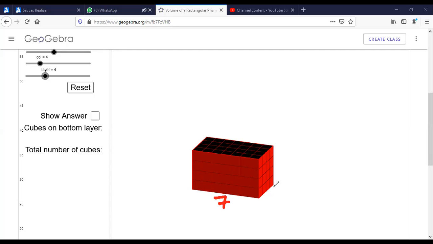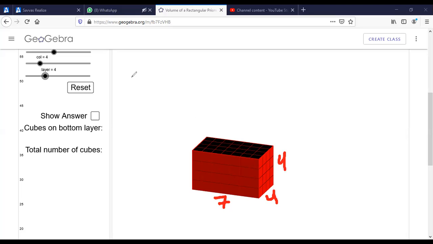And I need to find the width of my prism. So 1, 2, 3, 4. So it's 4. And also I need to find the height. So the length and the width and the height of my prism. So 1, 2, 3, 4. Also 4. Okay. So the length and the width and the height.